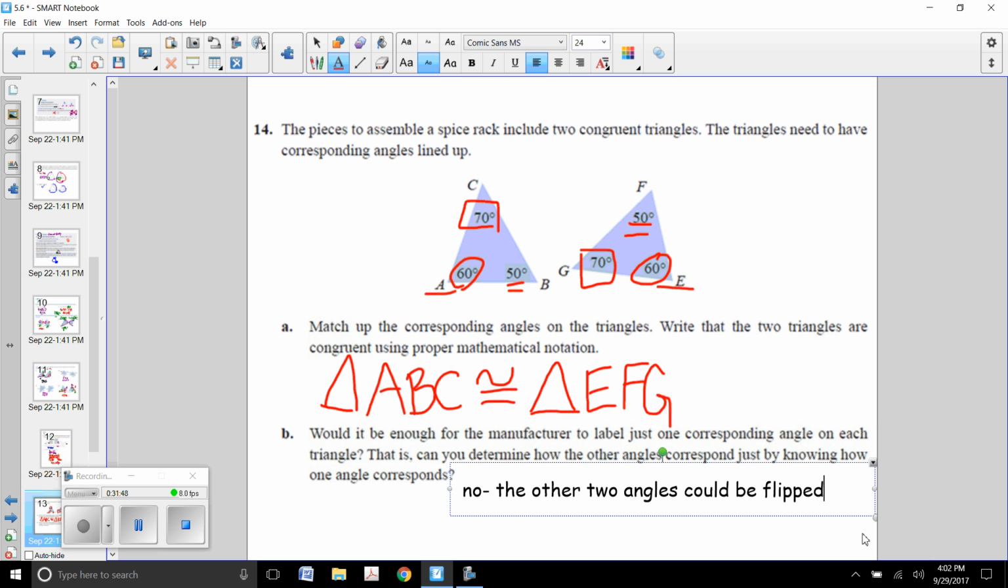I'll just call it being flipped. So again, it's just like taking a piece of paper and turning it over. So even if the top stays in the same spot, the left-hand side and the right-hand side are going to switch sides.